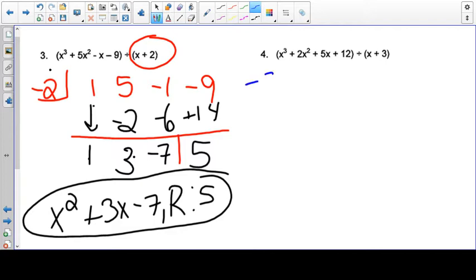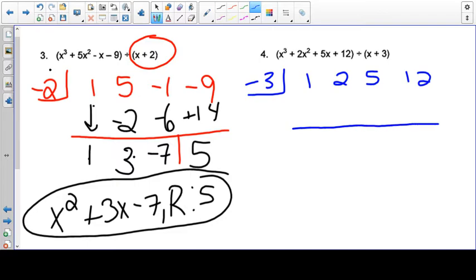Alright, we start with a negative 3. I have 1, 2, 5, and 12. I bring down that first one. Then I take 1 times negative 3, which is negative 3. 2 minus 3 is negative 1. Then I have negative 1 times negative 3, which is positive 3. Which means I have 5 plus 3, which gives me 8.